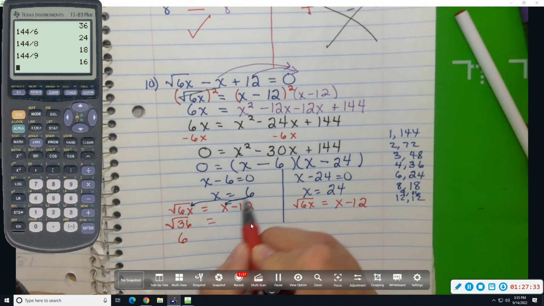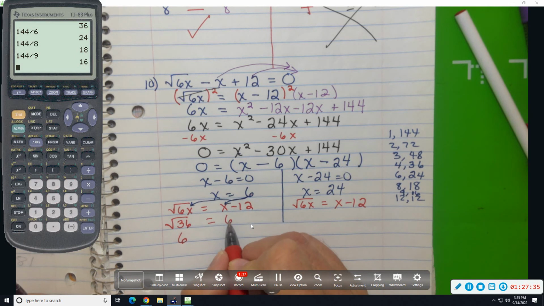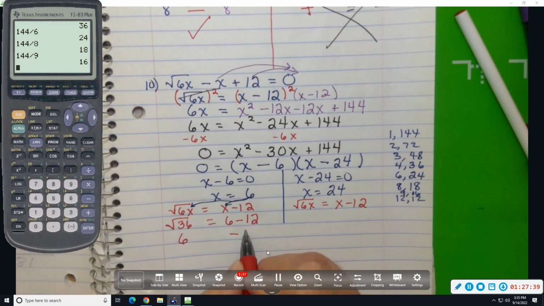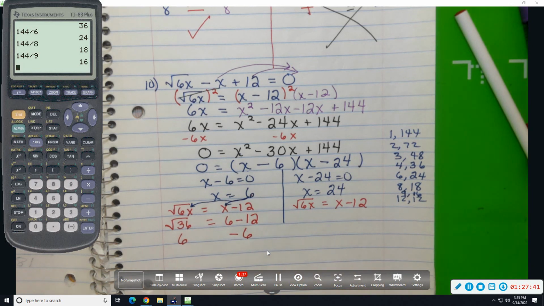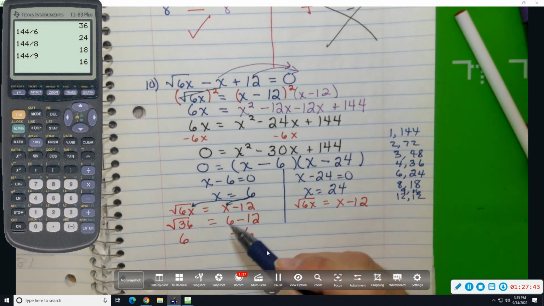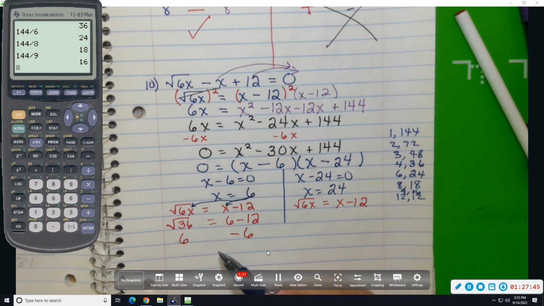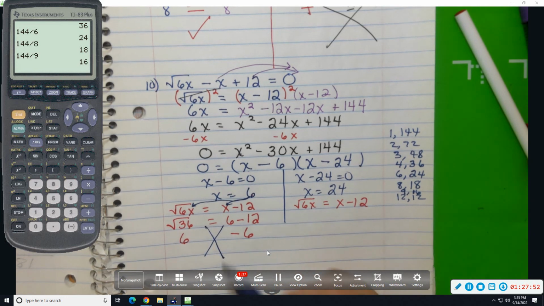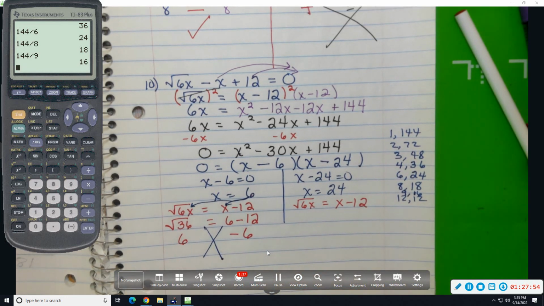If I plug a 6 in for x, I'm getting a negative 6. So somewhere along the way, once we squared all that stuff, some negative became positive. That's why we got that answer that we're going to have to cross out. 6 does not work. Those answers that have to be crossed out are called extraneous solutions.